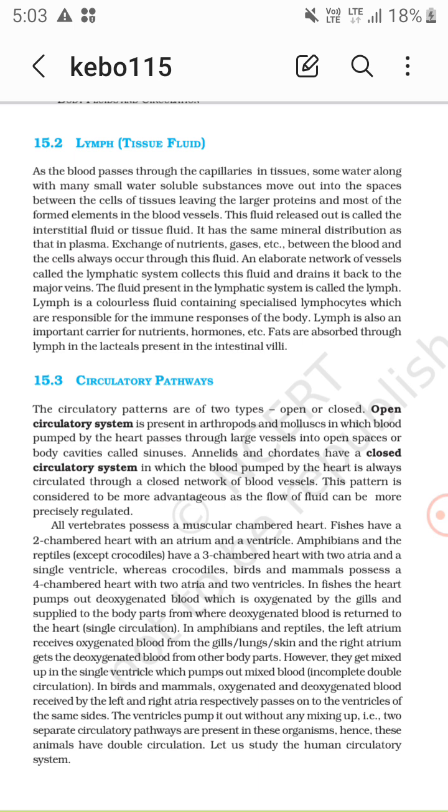Now, fats are absorbed through lymph in the lacteals present in the intestinal villi. So in the intestinal villi there are lacteals which contain lymph, and fats are absorbed through them.